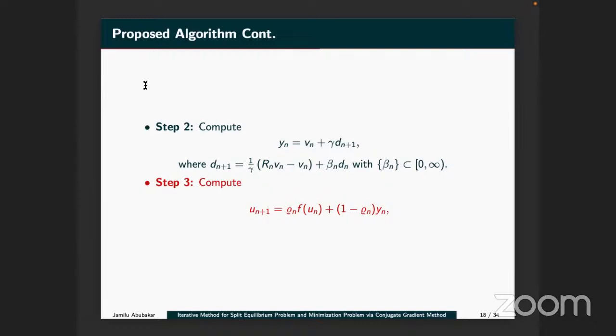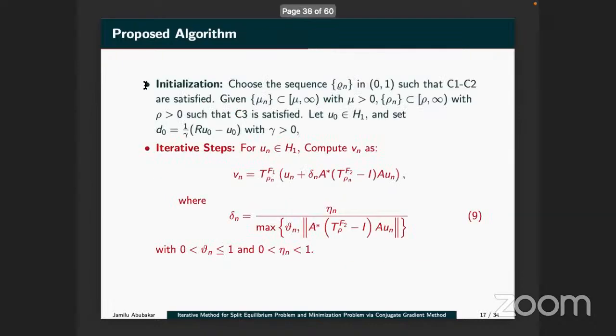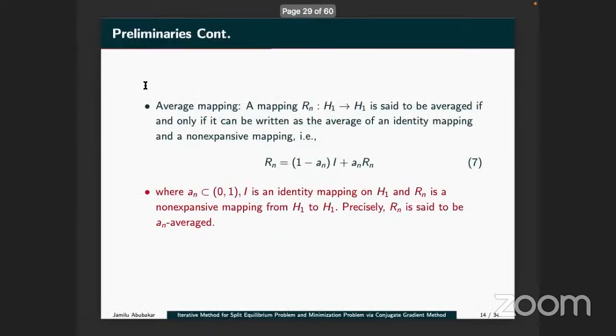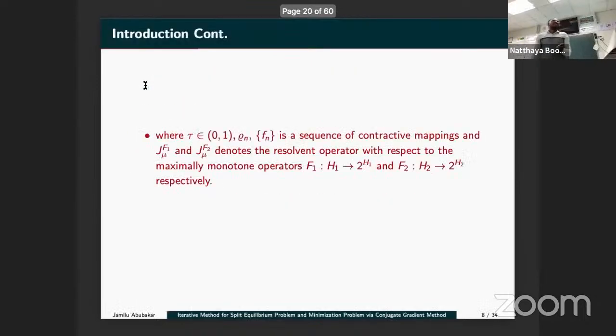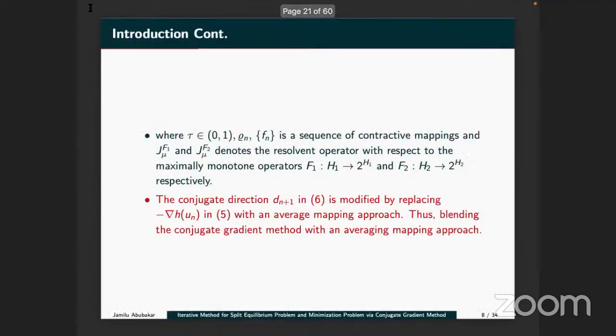Okay. Any question from online, please? On site? No. Any question from online? Okay, I think no question. Okay, Dr. Aliyu, please. Only one question.